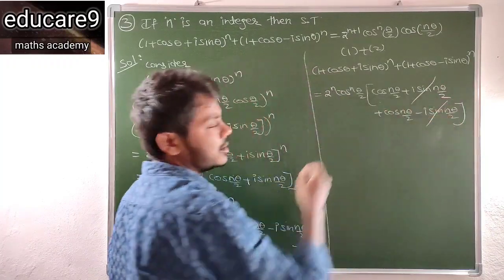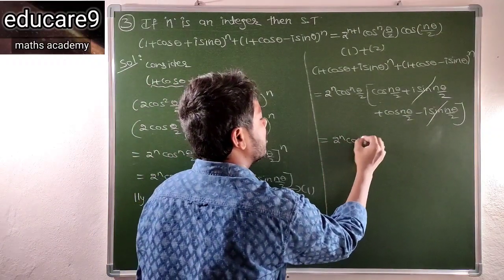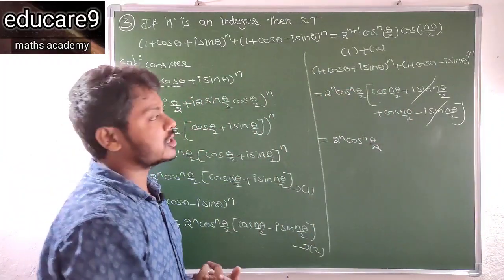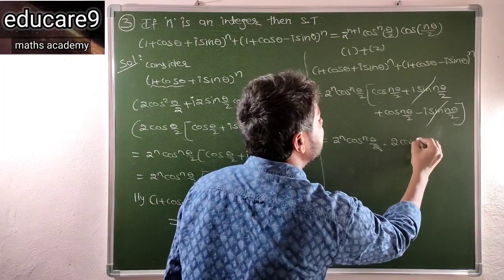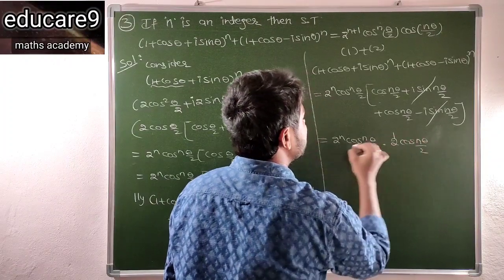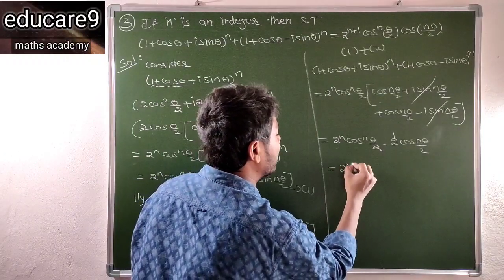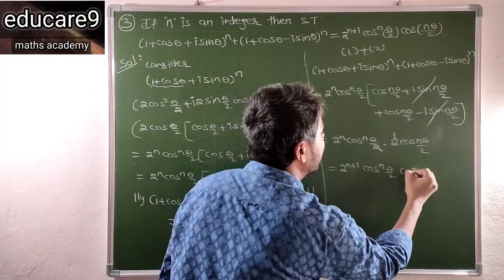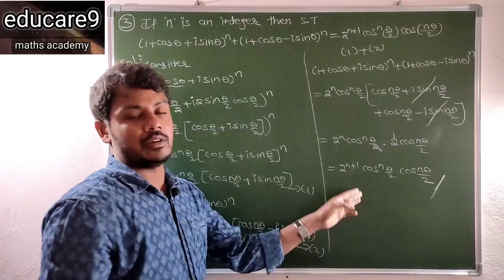So clearly both i sin terms get cancelled. So you will get 2 to the power of n cos power n theta by 2 into cos n theta by 2 plus cos n theta by 2. So that is 2 cos n theta by 2. So here 2 power n times 2 power 1, you will get 2 to the power of n plus 1 cos power n theta by 2 and cos n theta by 2. So this is the required answer.